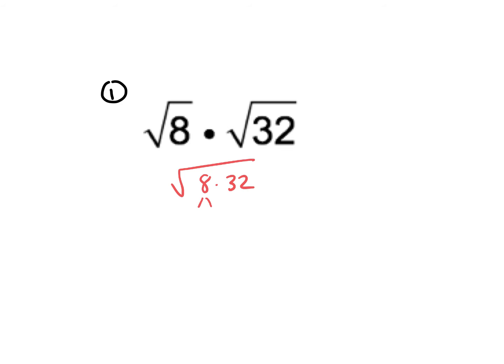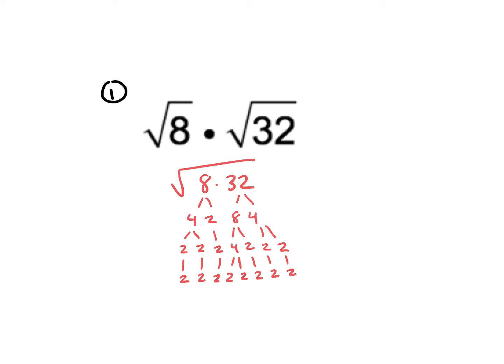So what are some factors of 8? 4 and 2. What are factors of 32? 8 and 4. Factors of 4? 2 and 2. Factors of 8? 4 and 2. And factors of 4? Right, then we just have to break this 4 down also, so that gives us a whole bunch of 2's.